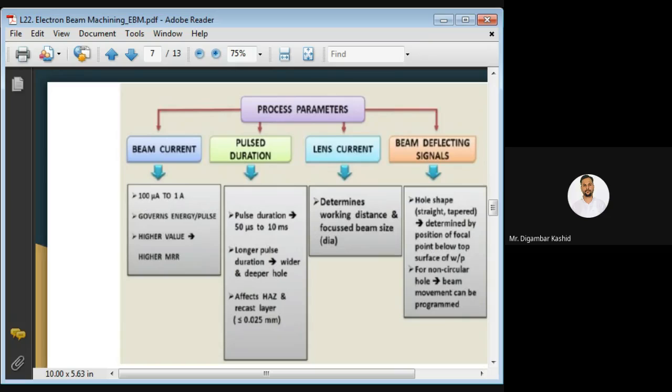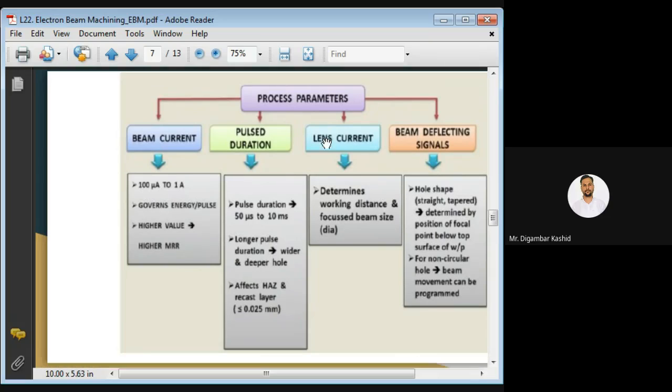Okay, and for a non-circular hole, the beam movement can be programmed. So other than circular holes, this beam movement can be programmed. Okay, so these are the process parameters.